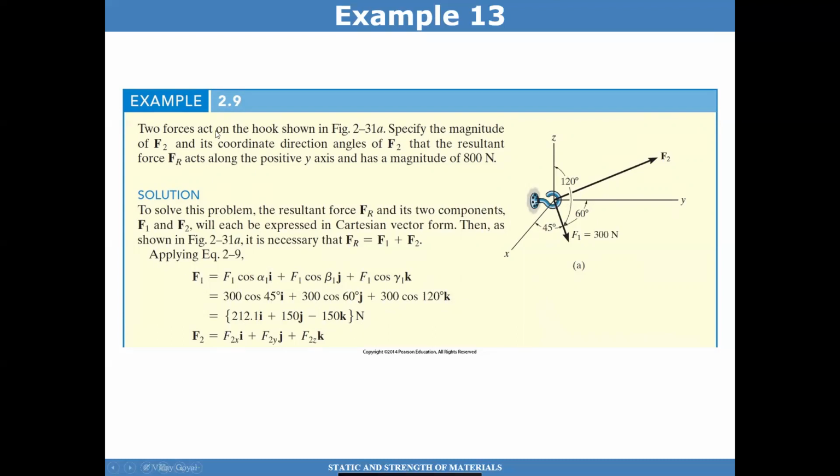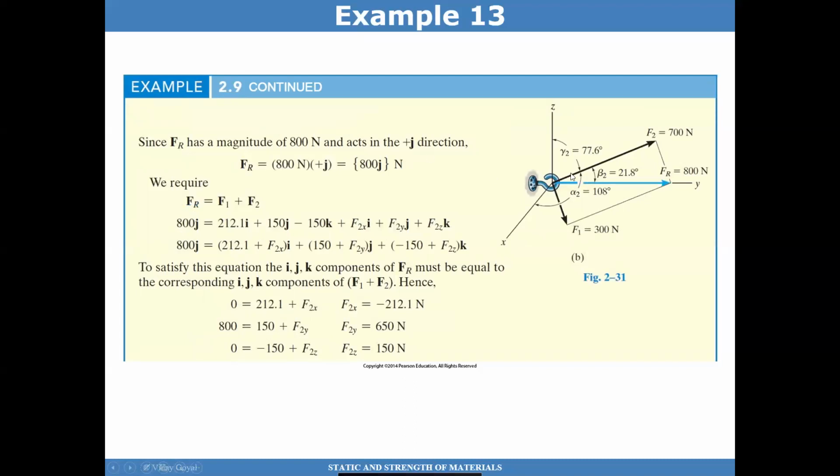And the question here is, can you find the magnitude of f2, and the direction angles of f2 such that the resultant force fr acts along the y-axis. So if I have a force F1 acting on this hook, there must be a vector F2 such that the resultant force acting on this hook along the y-axis has a magnitude of 800 newtons. There must be a way. So I know F1, I know Fr basically, because I know Fr is acting to the right. So that's 800 newtons times J hat.